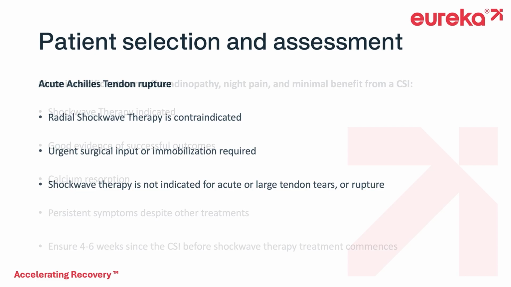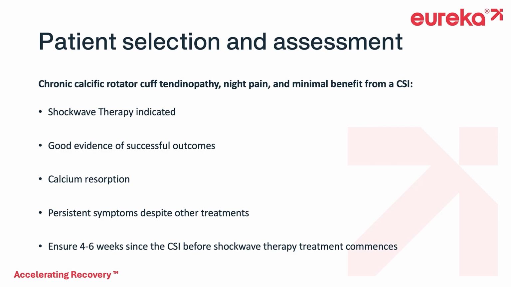Another basic example would be a patient with chronic calcific rotator cuff tendinopathy with night pain who had minimal benefit from a corticosteroid injection. Shockwave therapy would be indicated, but the evidence would support focused over radial for this if the lesion is deep-seated. From a reasoning perspective, there is good evidence of successful outcomes using shockwave therapy for this condition, especially for calcium resorption. And another indication is that the patient has persistent symptoms despite undergoing other treatments. Another component of clinical reasoning required in this scenario is ensuring that at least 4 to 6 weeks have elapsed since the patient had their corticosteroid injection before shockwave therapy treatment commences.